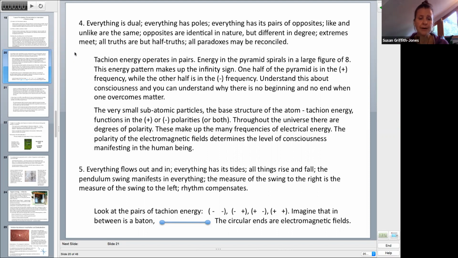The fifth one: everything flows out and in, everything has its tides, all things rise and fall. The pendulum swing manifests in everything. The measure of the swing to the right is the measure of the swing to the left. Rhythm compensates. So we look at the pairs of tachyon energy, minus, minus, or positive, minus, and plus, plus, making up the 3 fields of physical, mental, and spiritual. But imagine that in between is like a baton. So the circular ends are the electromagnetic fields.